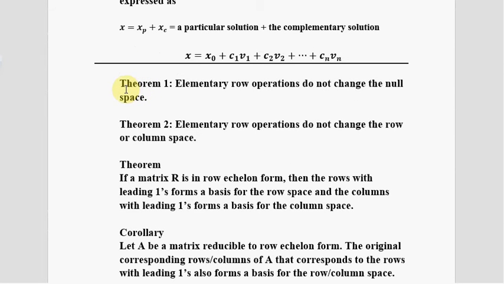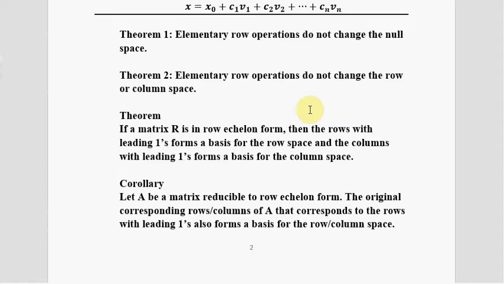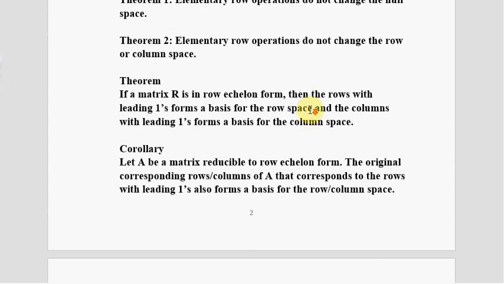But these theorems here are classical. Row operations do not change the null space. So it doesn't matter which way you want to reduce the matrix, the null space will stay the same. Row operations will not change the row or the column space. So that's good to know. So if you reduce your system a different way than somebody else, it doesn't matter the way you reduce, the row space, the column space, and the null space will stay the same.